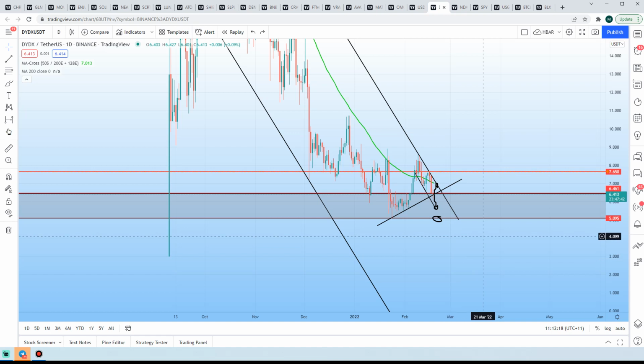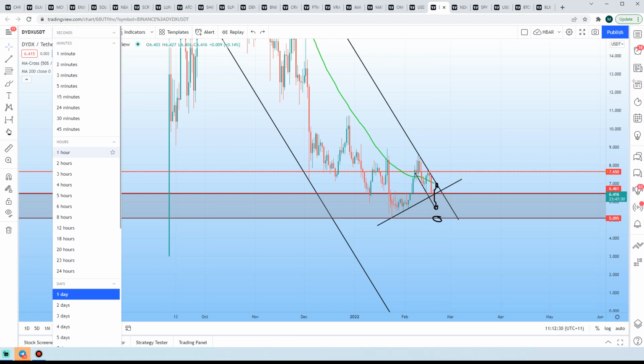I definitely wouldn't be buying anything under $5.10 if that occurs. The lowest buy I will be placing is at $5.10. That is the lowest price I'll be purchasing this coin in the near future if it actually goes down to that level.